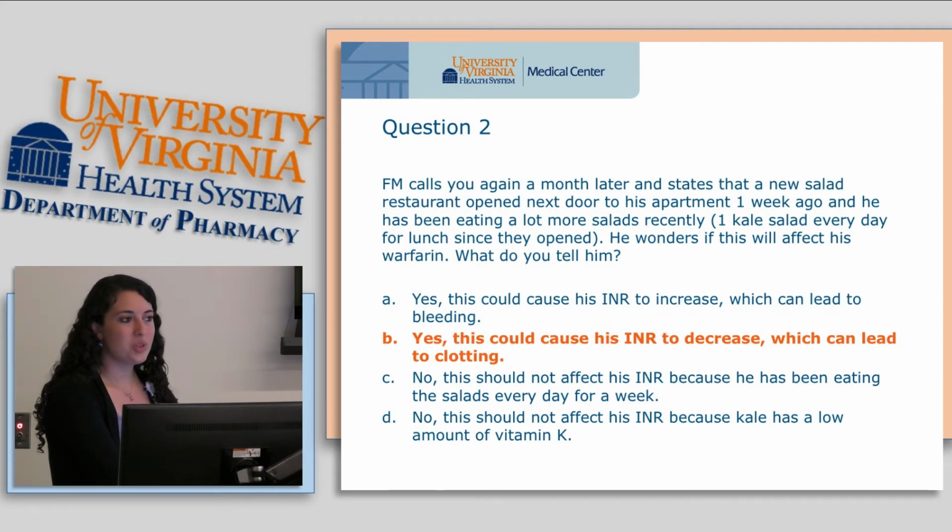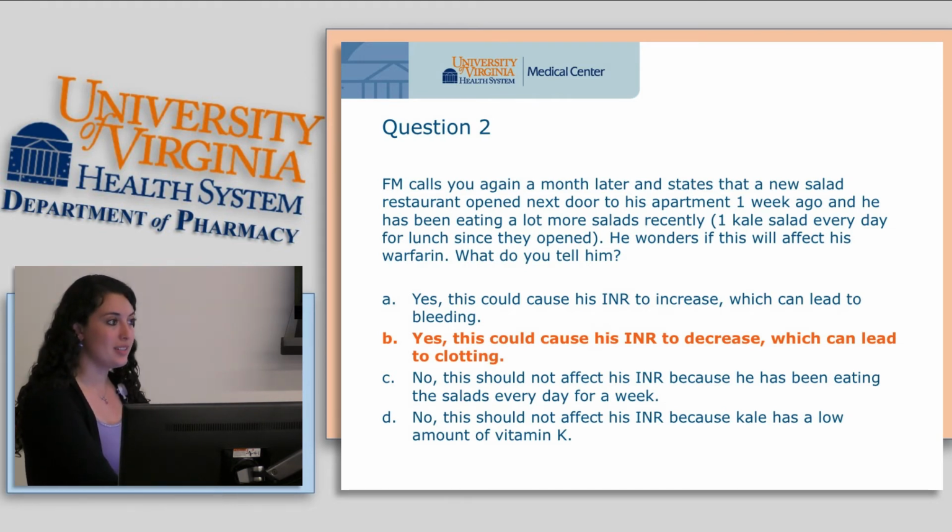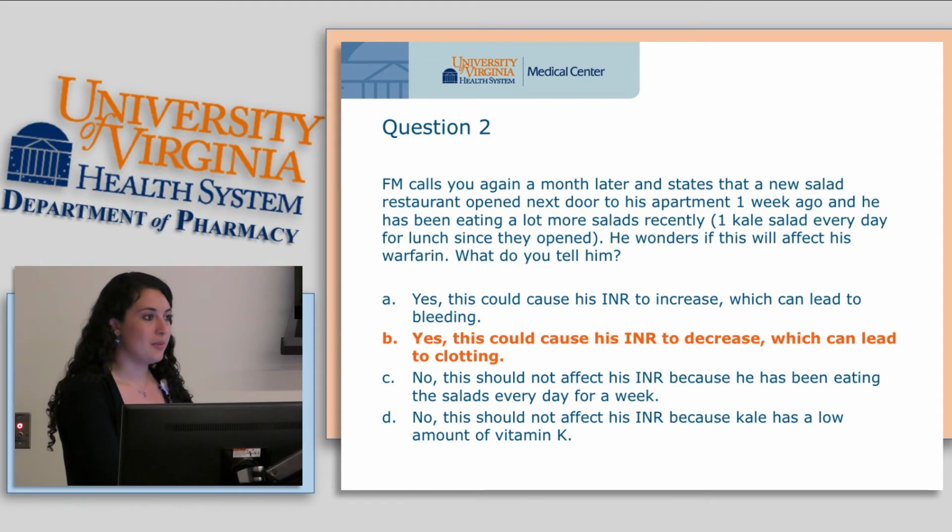So because his dose that we determined was before this salad restaurant opened, it was based on the amount of vitamin K that he was having before this. And so then he could require a higher dose now to have his INR up within his goal range.